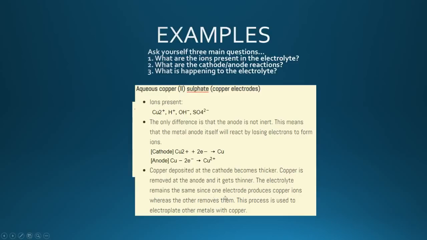The electrolyte remains the same because the cathode is removing copper ions from the solution, but the anode is providing the electrolyte more copper ions, so it'll stay exactly the same overall. So this specific process is used to electroplate other metals with copper.